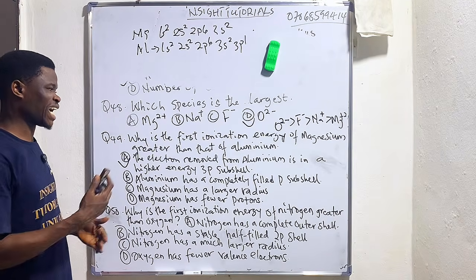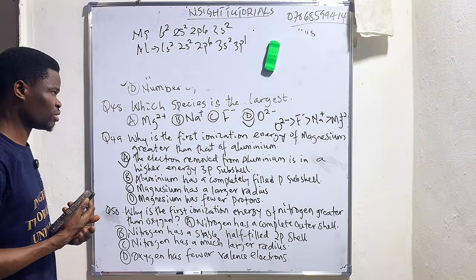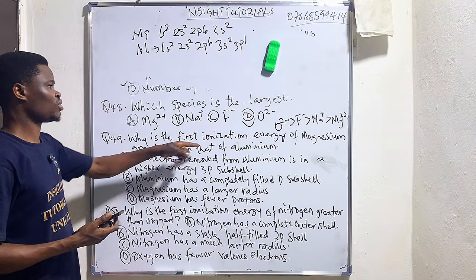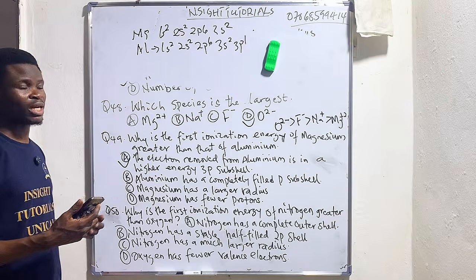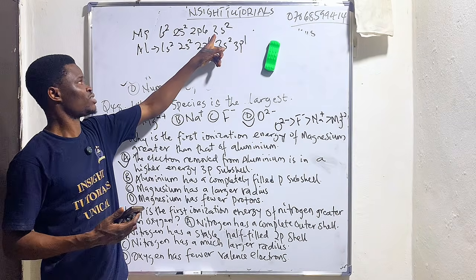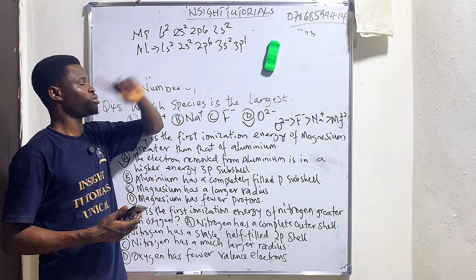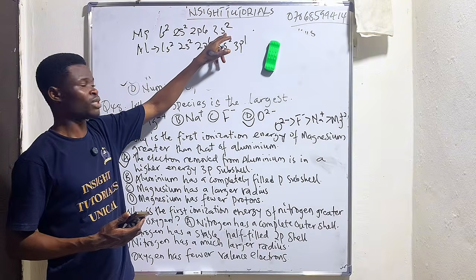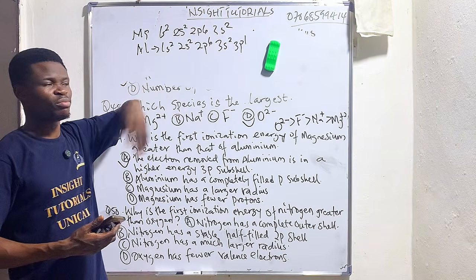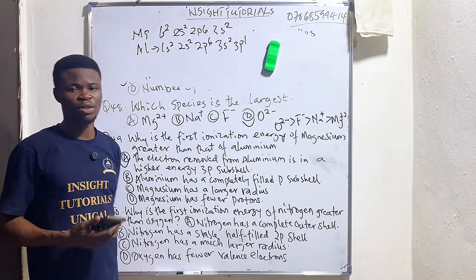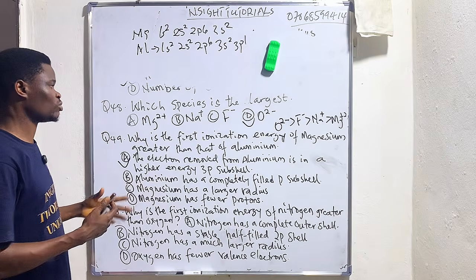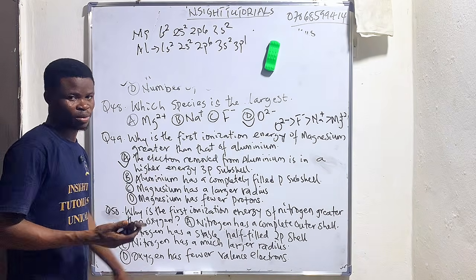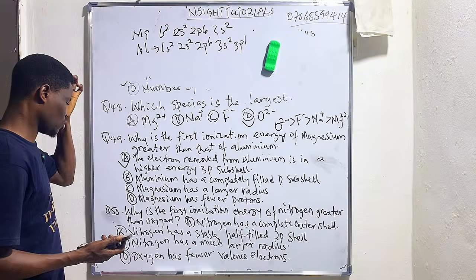Now, because it's in a higher energy level 3p subshell, the first ionization energy of magnesium is greater than that of aluminium. That's to say that the 3s orbital here will be easily removed compared to the 3p1, making the ionization energy of magnesium greater than that of aluminium. Very important for you to note.